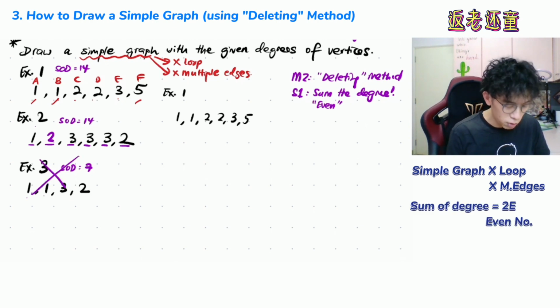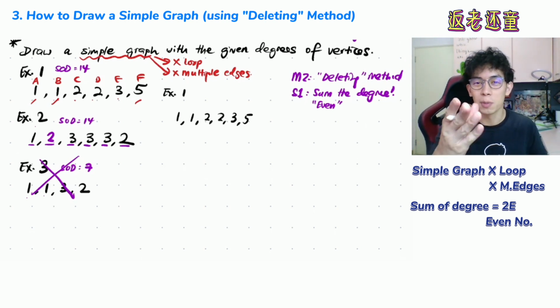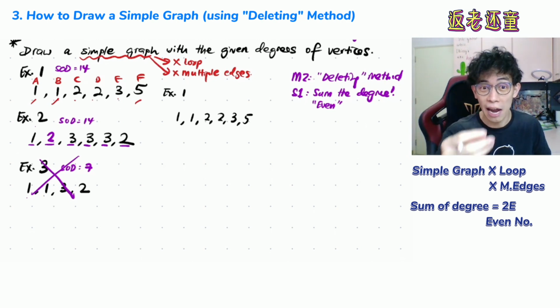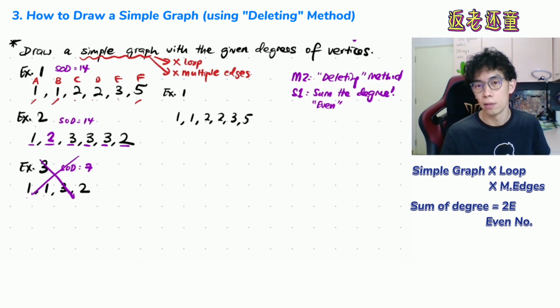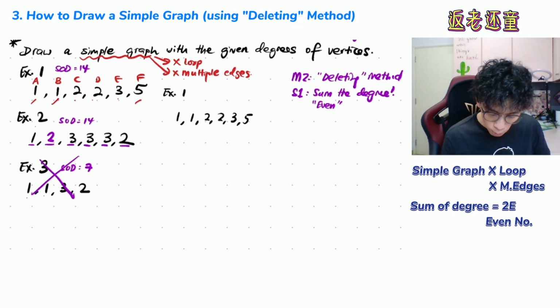So it looks like example 3 we cannot do, but we can do examples 1 and 2. That's why I changed example 2, because if I add up the 3 there, I get 15, which cannot work. It's supposed to be even. So step 1 is done. Step 2 is now the deleting method.